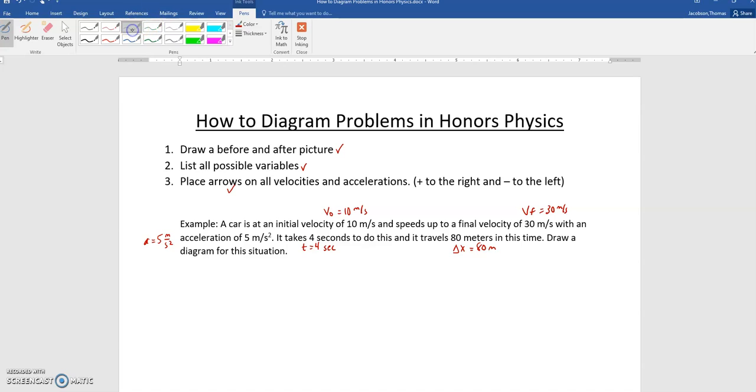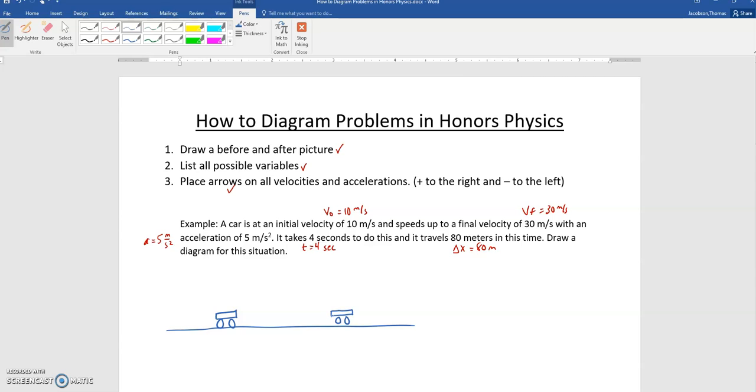So what you're going to do is you're going to draw a before, so a beginning. So I'm going to draw a beautiful car right there. So that's my car. And it is on the road. And we're going to assume the car is going to the right because anytime objects have positive velocities, which this does, we're going to assume it's going to the right. So there's the initial, and there is our final.